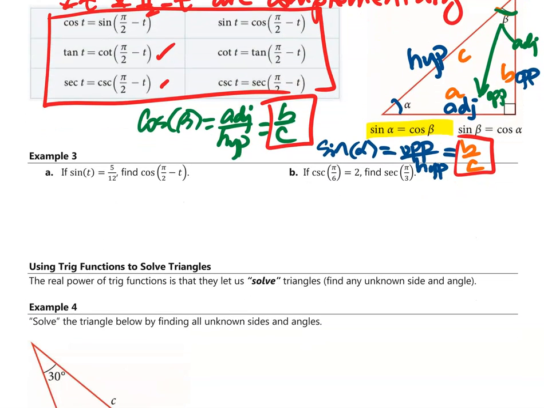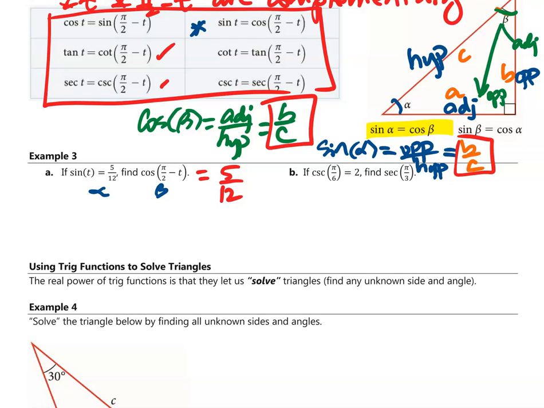Letter A, if sine t is equal to 5 over 12, find cosine of pi over 2 minus t. Alright, so take a look at this. Sine t is equal to cosine of pi over 2 minus t. So if sine of t is equal to 5/12, so meaning if this is your alpha, this is your beta, meaning this is also equal to 5/12.